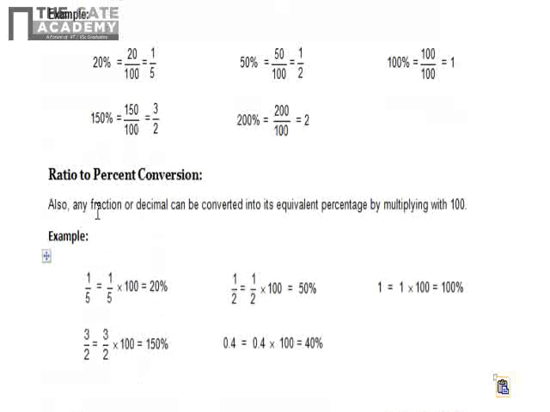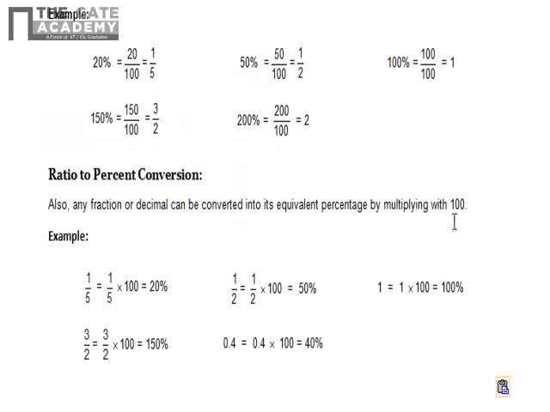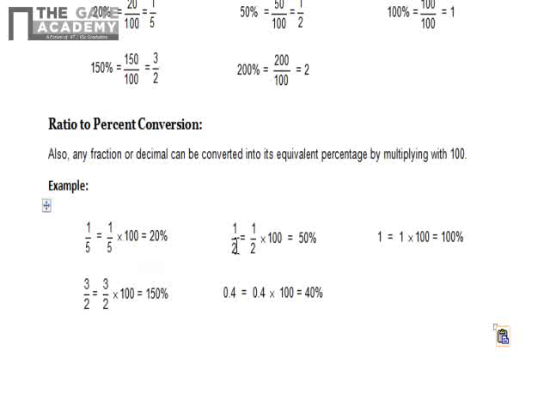And the ratio to percent conversion is exactly opposite to the above method. Like here you divided by 100, now you'll have to multiply by 100. For example, if you want to convert half into percent, you'll have to multiply this half by 100, so you'll get 50%. Similarly, 0.4 into 100, that is 40. That means 0.4 is equal to 40%.